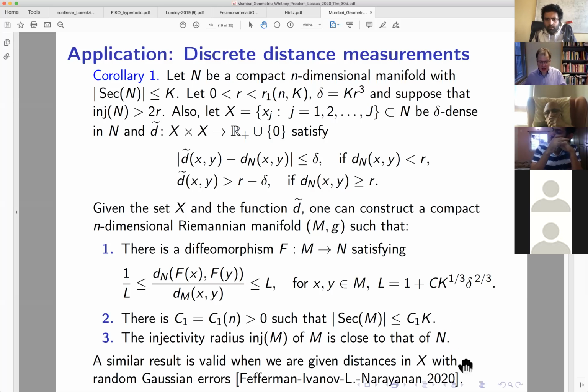And I mentioned that here we consider small deterministic errors. Recently, with Fefferman, Ivanov, and Narayanan, we have extensions of this result when we assume that this approximate distance function is given by relatively large Gaussian errors, but then we have to have lots of points that we sample from the smooth manifold.